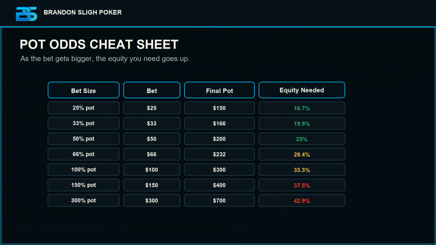Here is a quick cheat sheet that can help make calculating pot odds easier for you with the most used bet sizes. Let's assume the pot has $100 in it. On the left, you will see the bet sizes. The middle shows the final pot if you call. The right shows the percent equity needed to make the call. You will see the correlation that as the bet size increases, the amount of equity required increases.